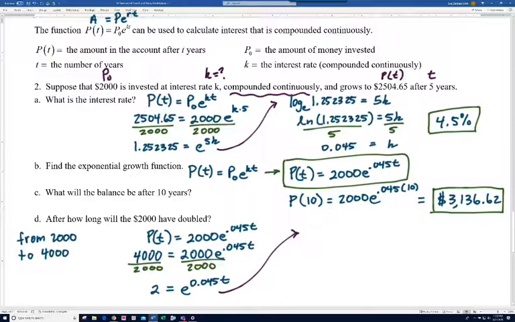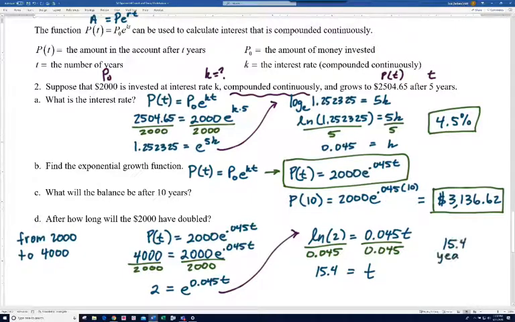And so this is exponential form. We're going to want to change this to logarithmic form. If you haven't already done that, you might want to try that. It's very important that you can change forms. So you should get natural log of 2 is equal to 0.045t. So let's go ahead and divide each side by 0.045. And so you should get 15.4. And so the answer here is going to be 15.4 years. It'll take about 15.4 years to double your money.